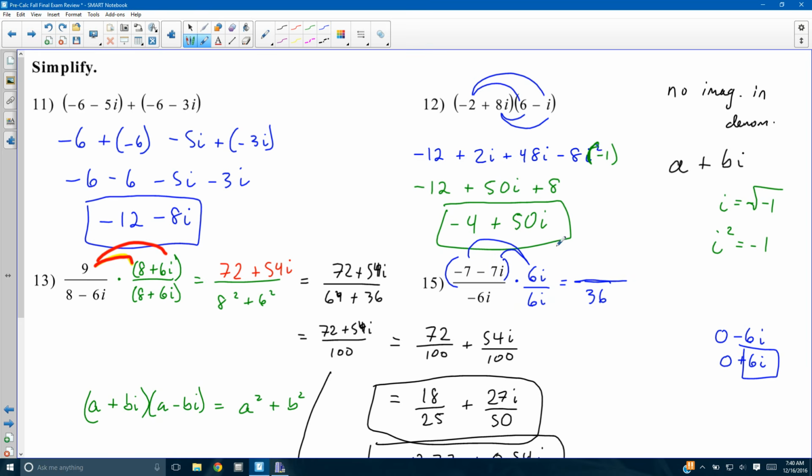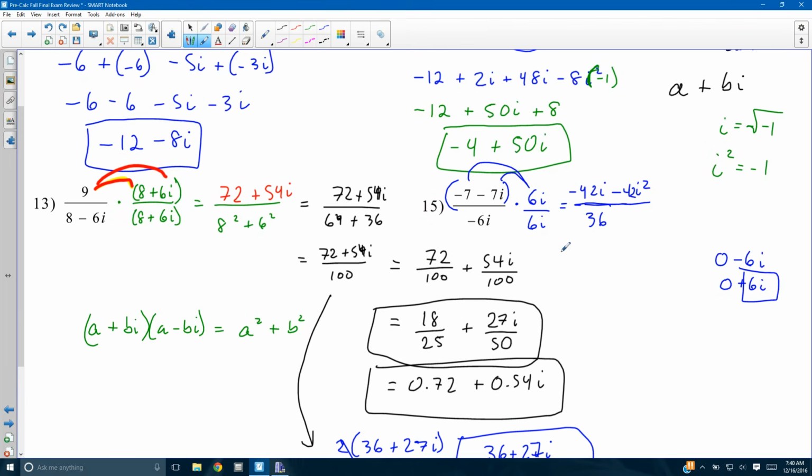On the top, negative 7 times 6i is negative 42i. Negative 7i times 6i is negative 42i squared. Negative 42i squared is negative 42 times negative 1, so it's positive 42. I'm going to write that in front. Positive 42 minus 42i over 36.